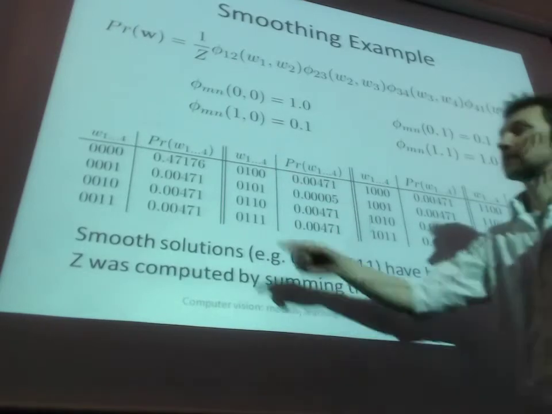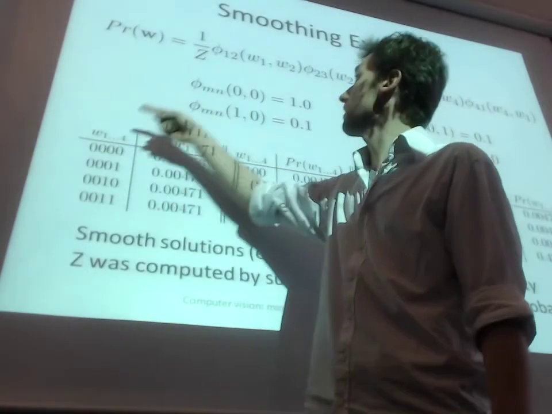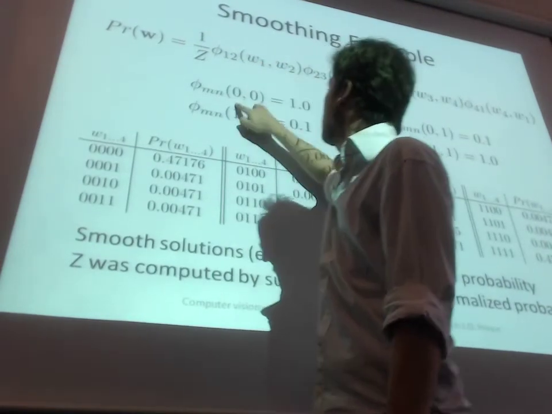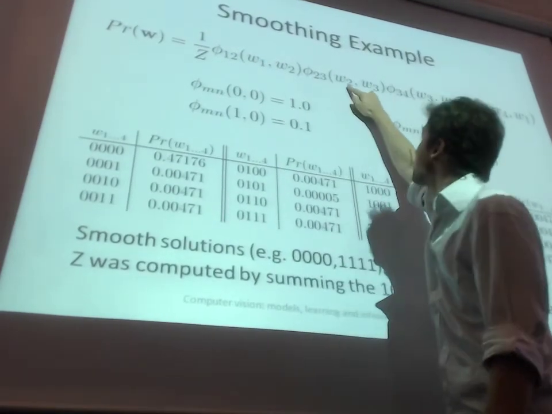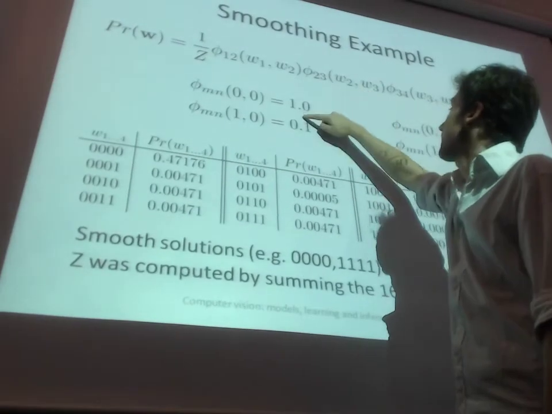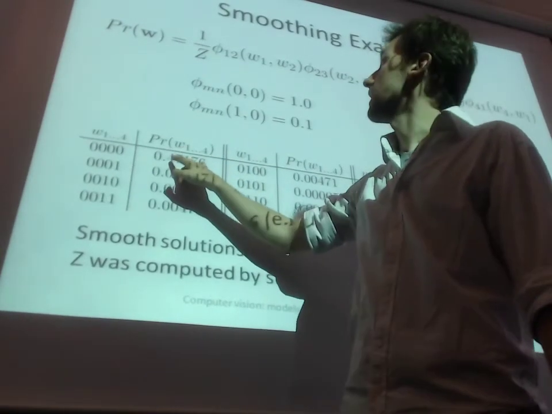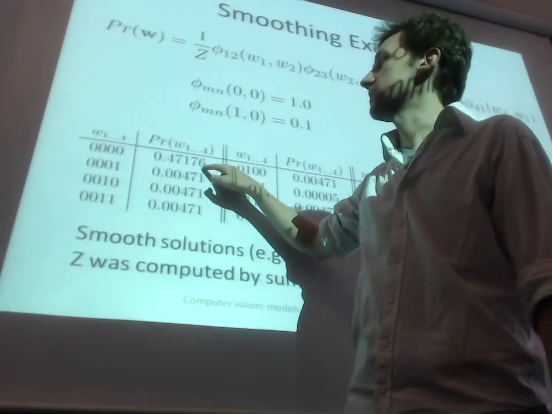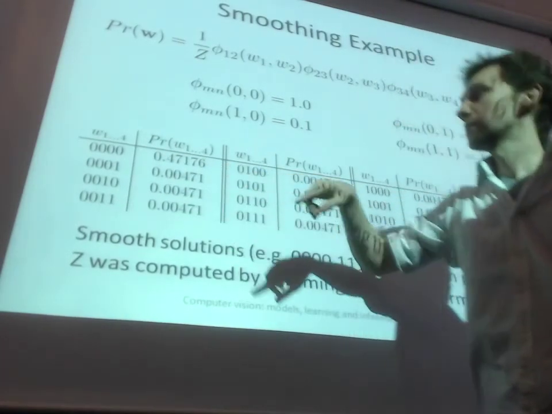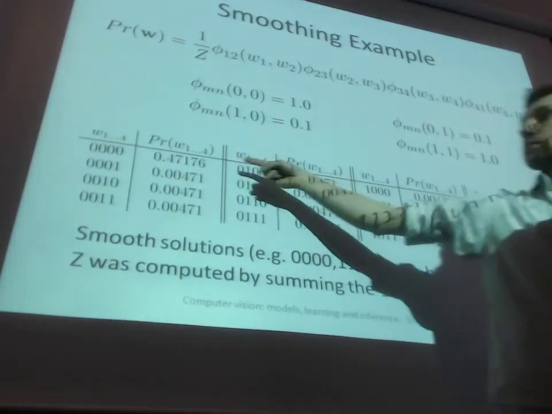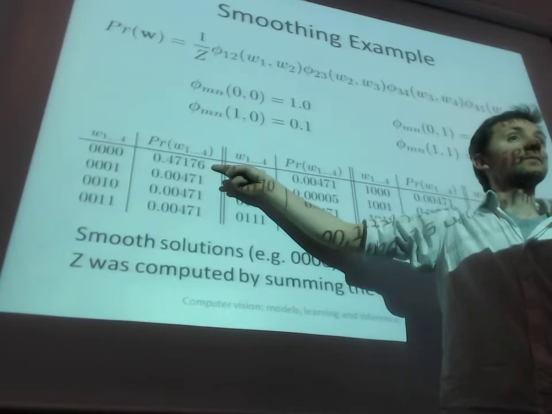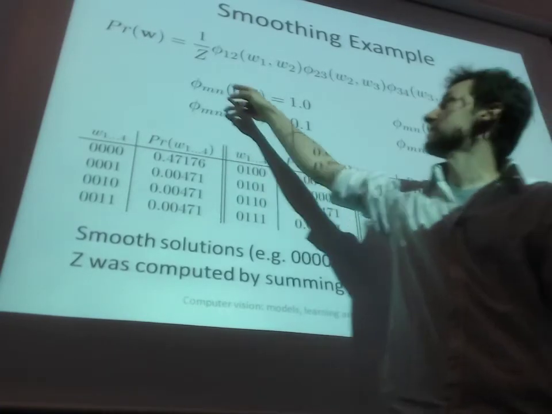For each of these configurations, we can then plug that in here and say, all right, phi12 with 0, 0, that gets a 1. Phi23 with 0, 0, that gets a 1. And we plug it in and do the computation, and we end up with 0.47176. Why isn't this 1.0? Because we have this normalizing constant, z.